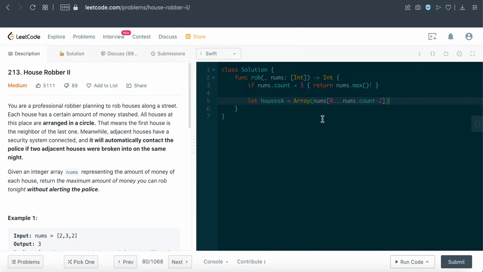So basically we are taking the first house all the way except the last house, so that we avoid the first house and the last house scenario. And then the second set is basically ignoring the first house, but we take all the way to the end, right? So houses A basically ignores the last house, and houses B basically ignores the first house. Yeah, so that's how we avoid the scenario of getting caught for the starting and the last house being back to back, and accidentally robbing both the houses.